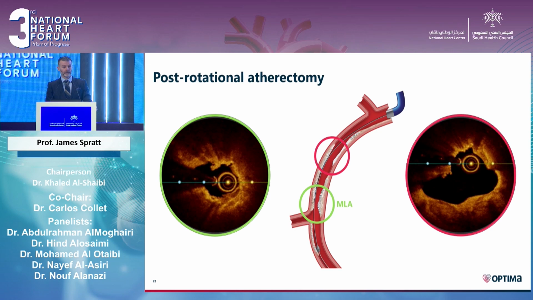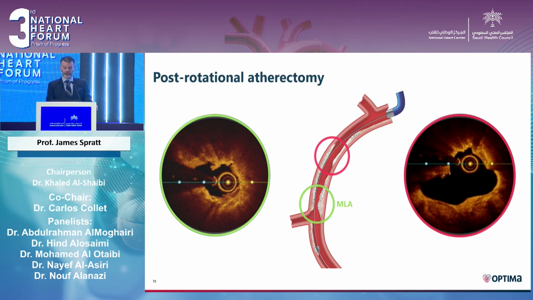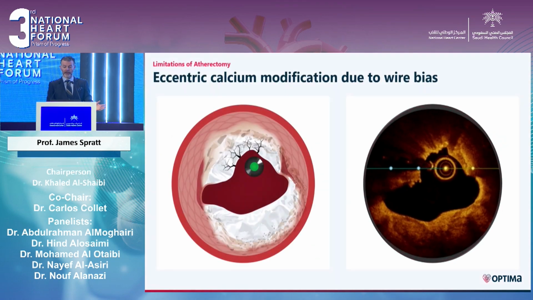We've done the rota, we've created a pathway, we've modified the critical lesion, but we've almost created this eccentric lesion at the top, you can see on the right, where we've got disruption in the rotatunnel, but no effect at all on the opposite side of the artery. So what do we do about that? Do we put in a stent? Well, we know the answer.